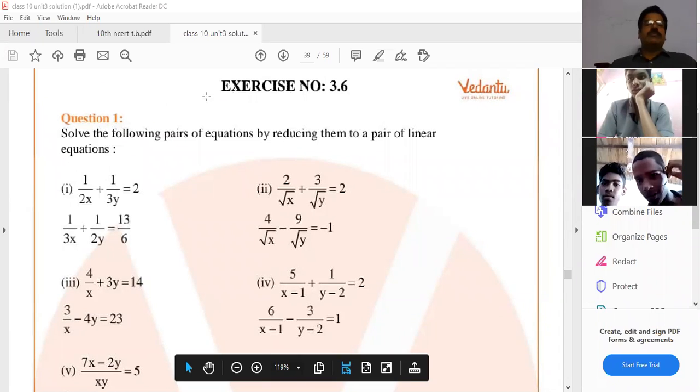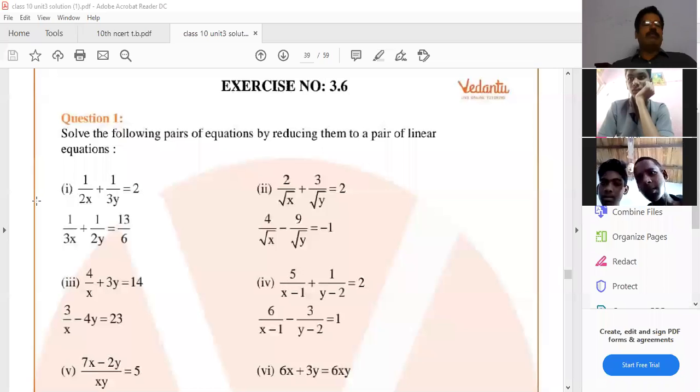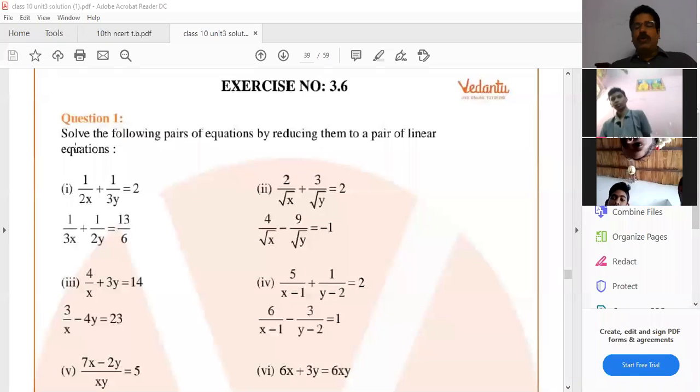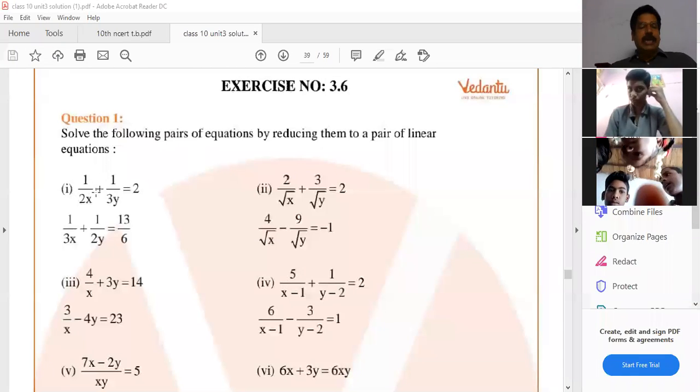Okay. And now 1 by 2x means 1 by 2 into 1 by x plus 1 by 3y means 1 by 3 into 1 by y equal to 2. And 1 by 3x means 1 by 3 into 1 by x plus 1 by 2 into 1 by y is equal to 13 by 6. Here you have to suppose 1 by x is a and 1 by y is b.